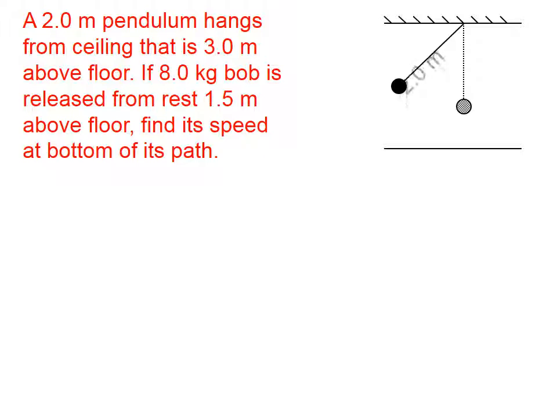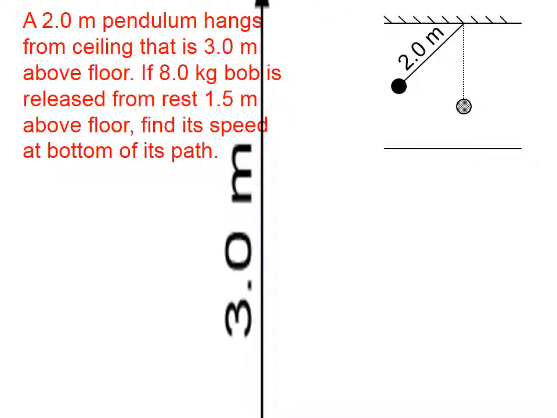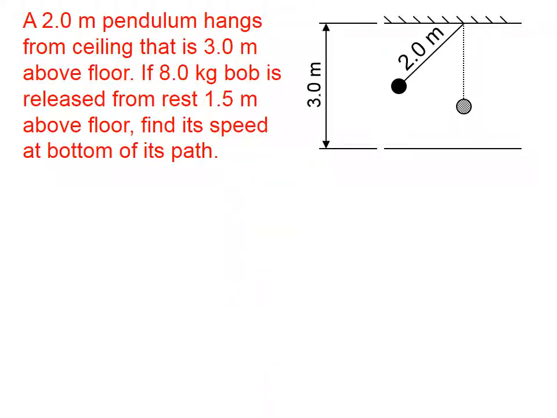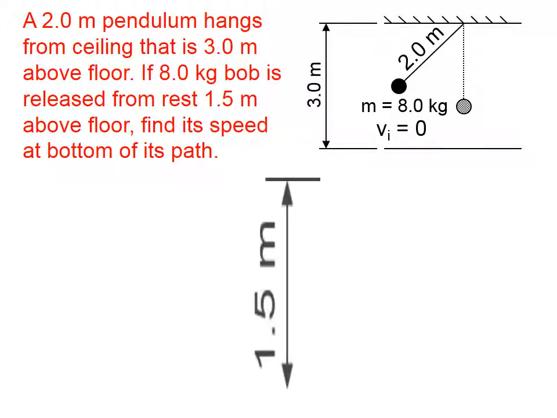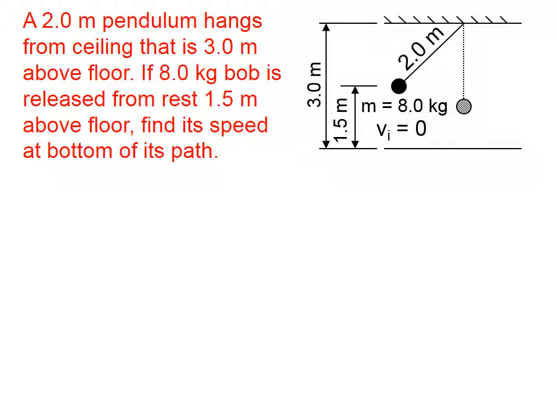So in this problem, we have a 2-meter long pendulum that hangs from a ceiling that is 3 meters above the floor. Let's put the dimensions into this diagram where we can. We have an 8-kilogram bob, and it's released from rest, which means its initial speed is 0, at a height of 1.5 meters above the floor. And we're asked to find the speed of the pendulum bob as it swings through its lowest point.